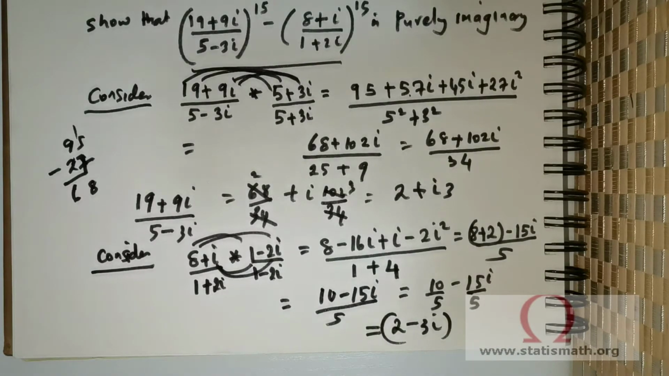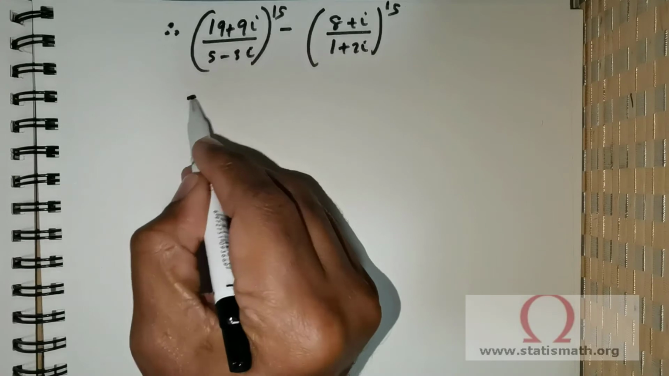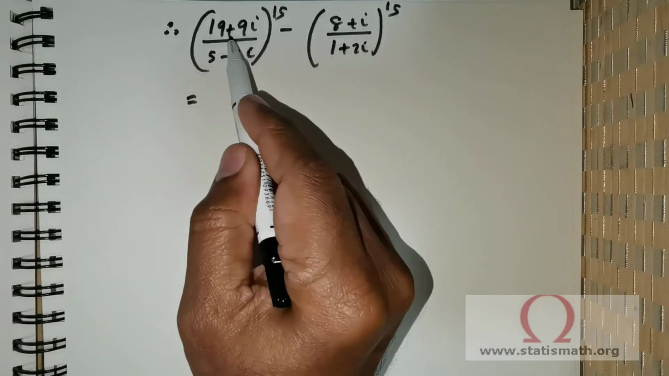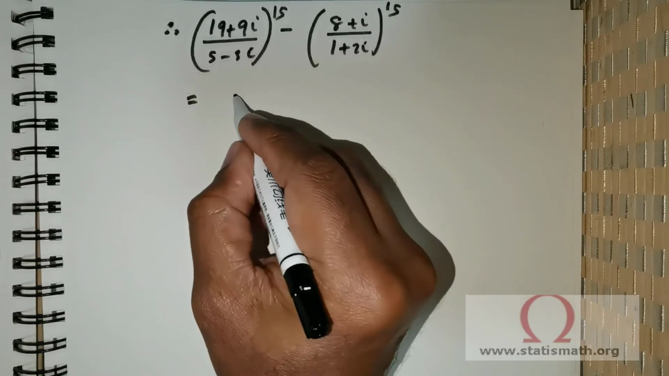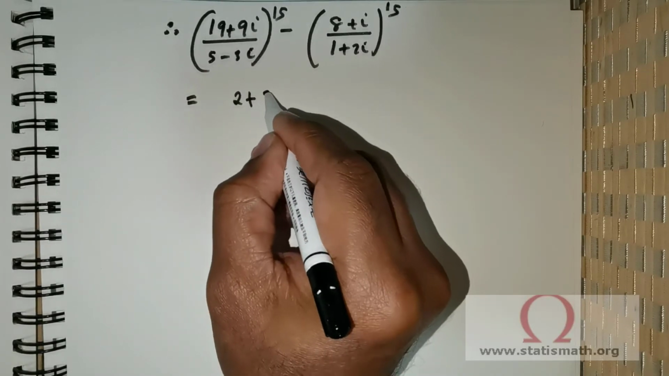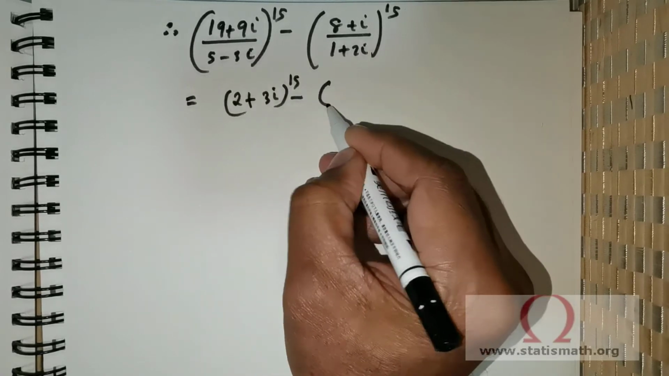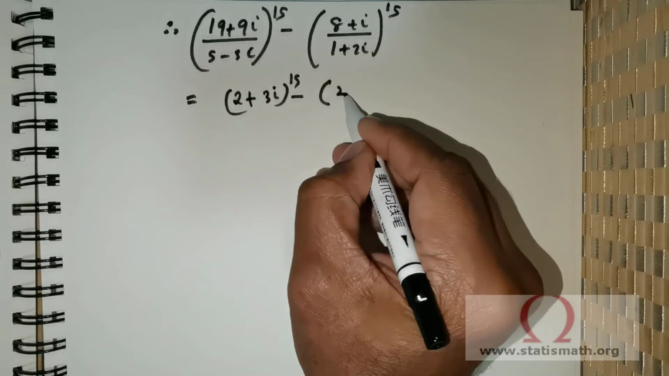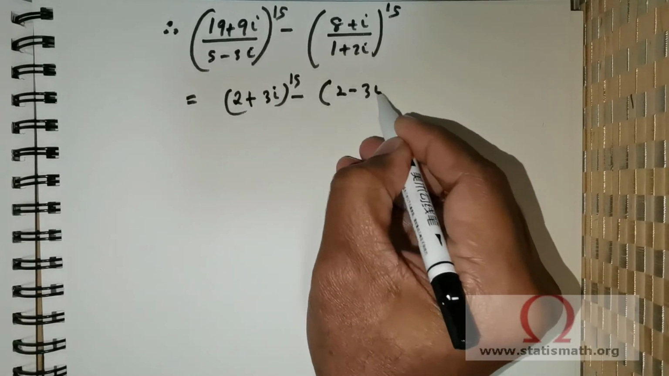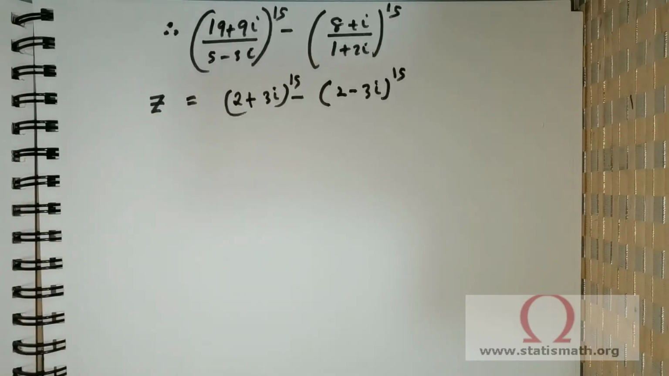So you have got these two components. Using this we are going to solve the question. The original question can now be rewritten. In place of (19 + 9i)/(5 − 3i), we would be substituting 2 + 3i raised to the power 15, followed by a negative sign. In place of (8 + i)/(1 + 2i), we would be substituting 2 − 3i raised to the power 15. Now this is going to be my z.